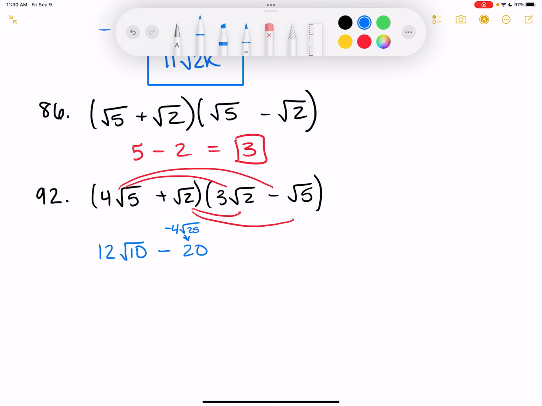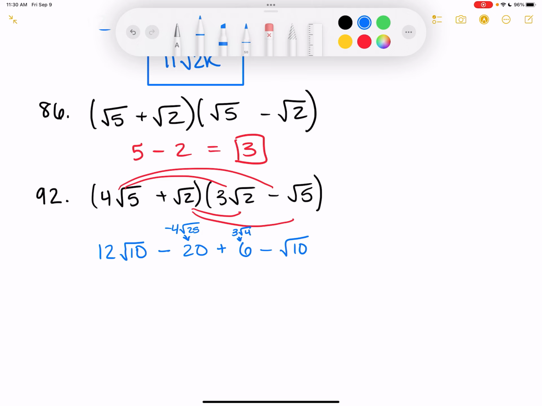Inside, well, it'd be 3 times 2, because 2 times 2 is 4, and that's the square root of 2. So 3 times 2, plus... so that's going to be 6, right? Yeah. Last, minus the square root of 10.